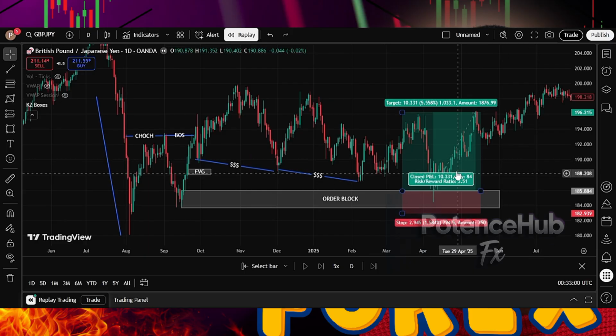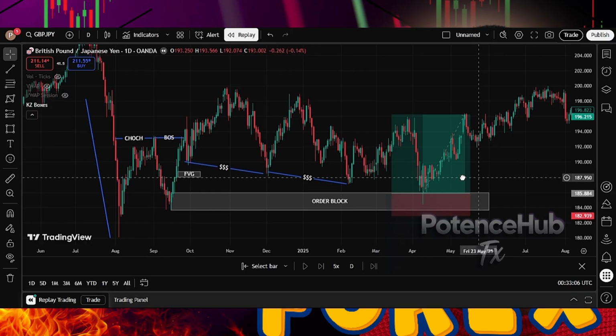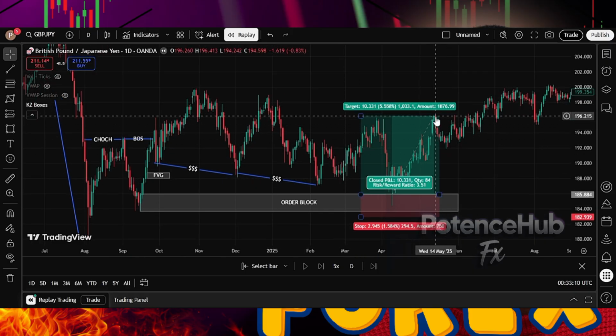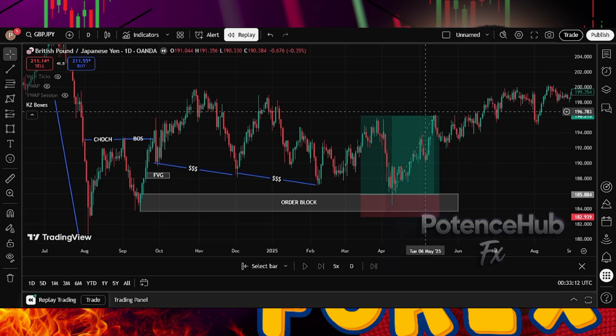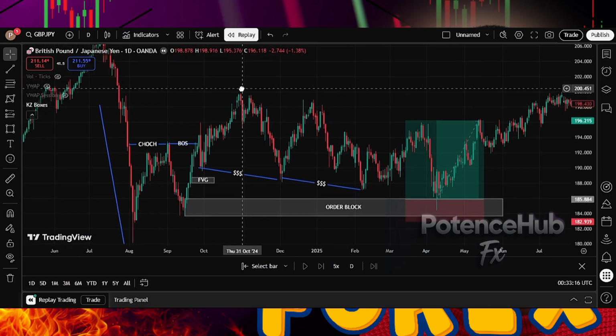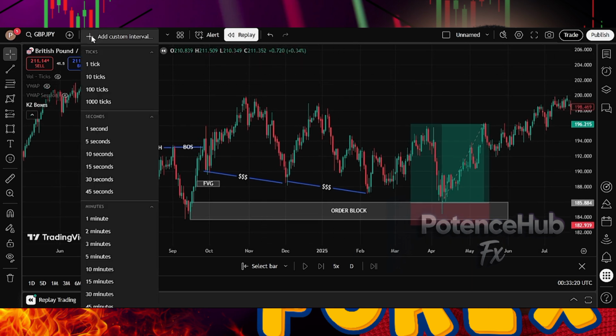Then you go ahead and set your stop losses and your buy limit for you to enter your trade. And as you can see, this became a super profitable trade. But now I'm dealing with the one on the daily time frame. So let's choose another time frame for our confirmations.